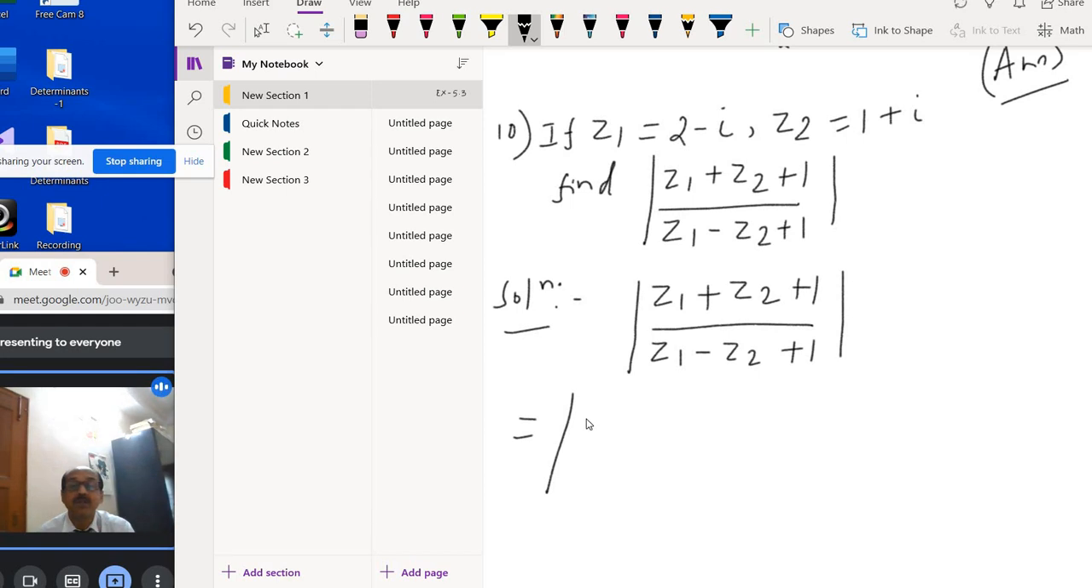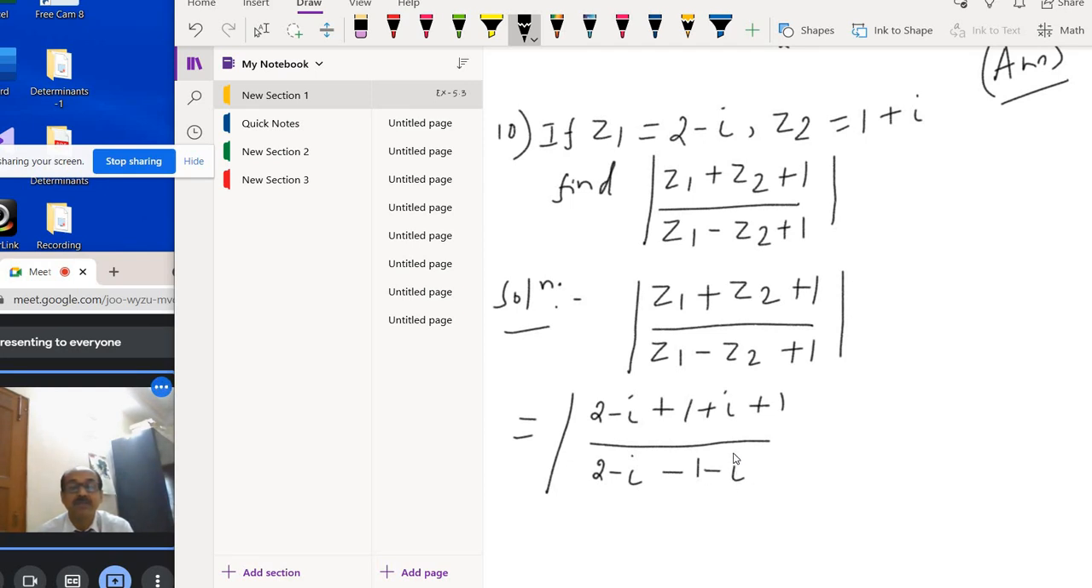So z1 equal to 2 minus i and z2 equal to 1 plus i. So 1 plus i plus 1, plus 1, divided by z1 equal to 2 minus i, minus z2 equal to 1 plus i. So minus into 1 plus i, that is minus 1 minus i.